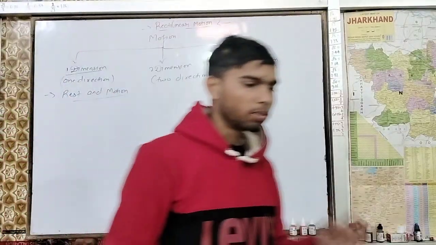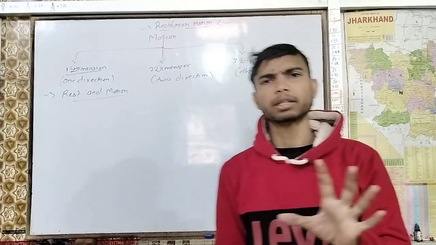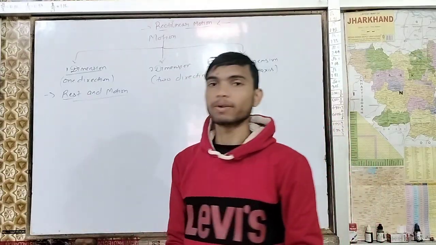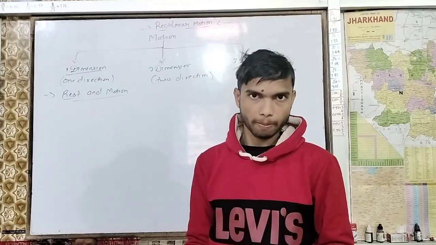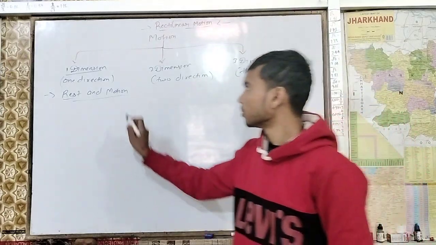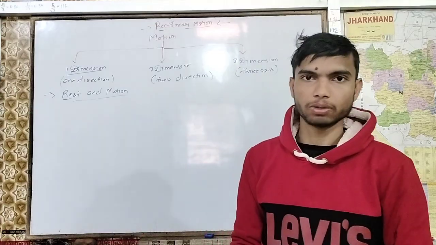Now the next point is rest and motion. What do you understand by these words? Rest means the object is at rest. Motion means the object is in motion. When it comes to rest, velocity is 0. When it comes to motion, velocity is something. It can be uniform, it can be non-uniform, but this velocity will be something. But when it comes to rest, v will be 0.